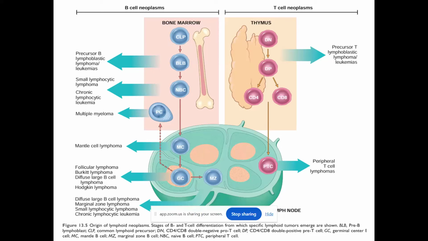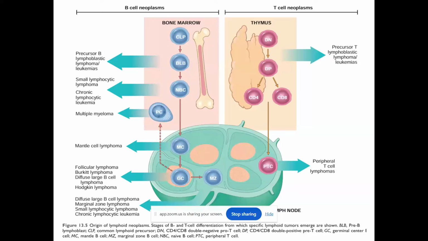Lymphoid neoplasms are originated from these types of cells, mature cells like plasma cells or marginal cells or germinal center cells. So from the precursor naive cells to the mature cells, all the lymphoid neoplasms originate. The precursor cells give the B lymphoblastic lymphoma, and from the naive cells we can get small lymphocytic leukemia or lymphoma, CLL or SLL. From the plasma cells we can get multiple myeloma.